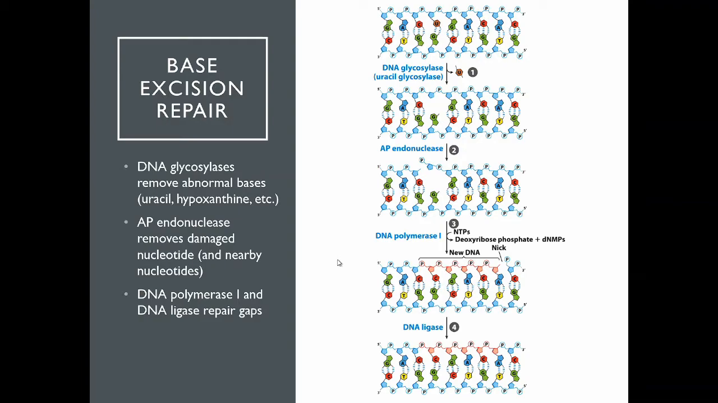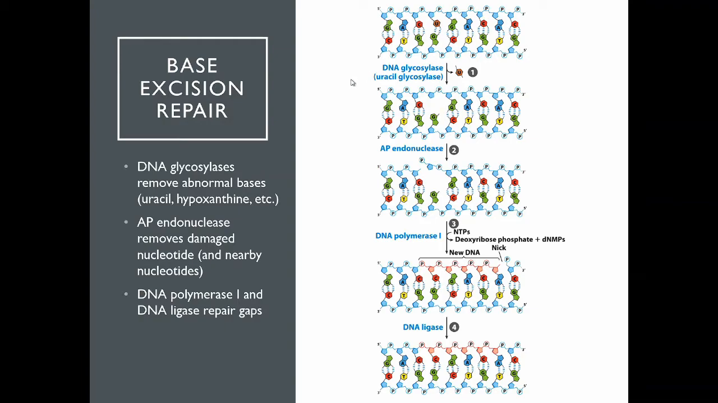Another way to repair abnormal bases, so these are bases that are modified versions of the correct bases of DNA. So, for example, uracil. Uracil is not an abnormal base, except for the fact that it never shows up in DNA. So if you have uracil in a DNA molecule, that's abnormal. So one way to fix abnormal bases is just to remove them.